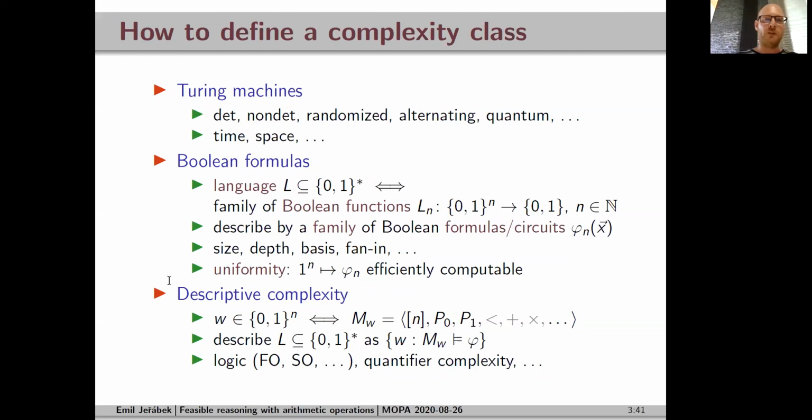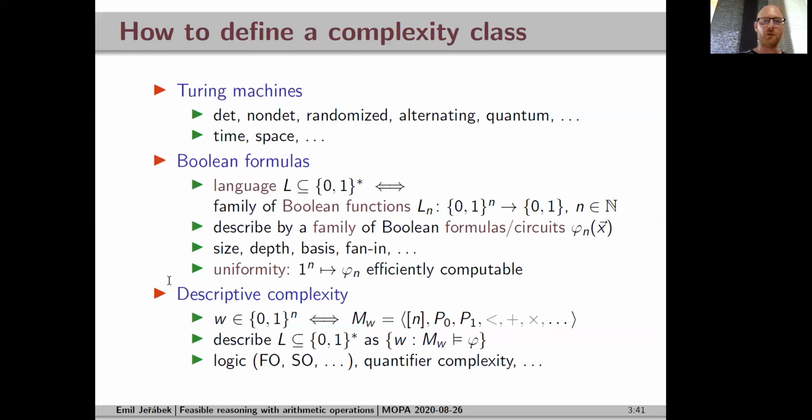So these may be deterministic Turing machines, which somehow correspond to the actual computers that we can use, but they may also be more exotic things like non-deterministic Turing machines or alternating Turing machines, randomized Turing machines. So these not necessarily correspond to any actual model of computation. It's just a theoretical model. And typical resources which we study in this case are time and space needed to compute something. So then we have classes of languages that are computable in this and this amount of time on a Turing machine.